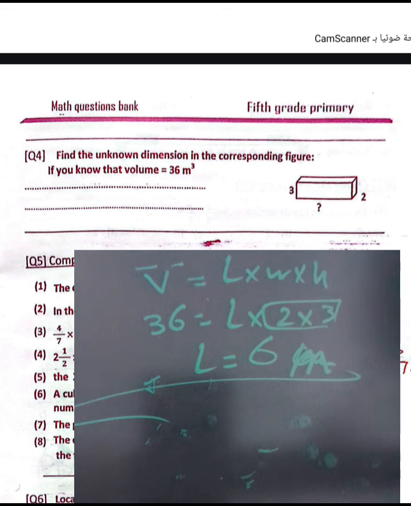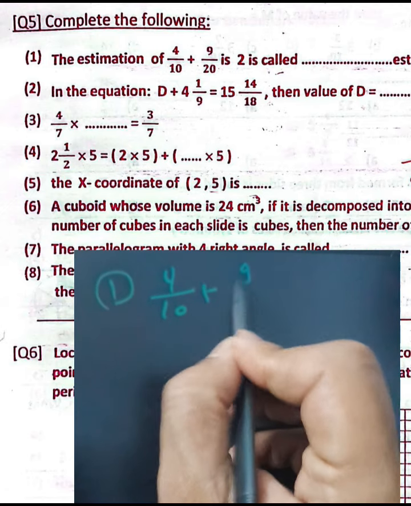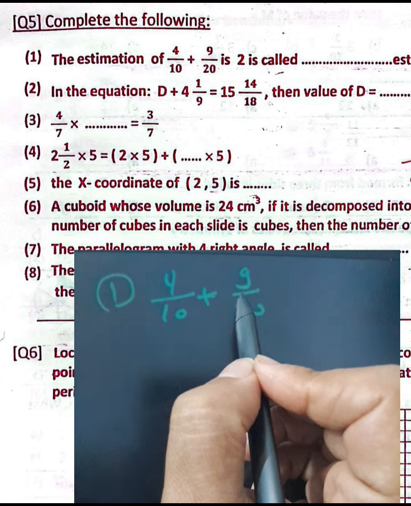Next example, question number 5, number 1. The estimation of 4 over 10 plus 9 over 20 is called what estimation?